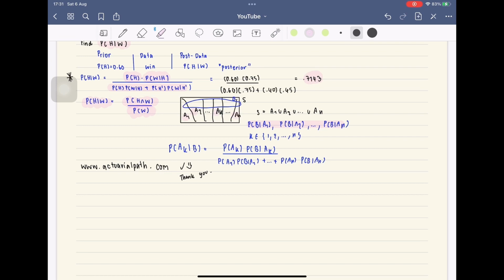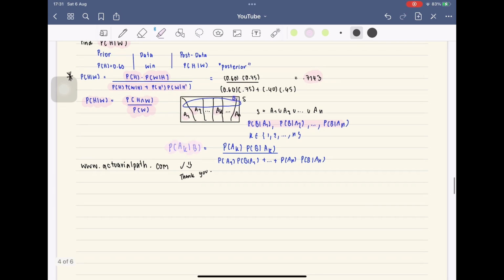So let's look at this. There are many different areas, and set B covers those areas. So if we want to find the probability of A_k given B, it will be the probability of A_k times the probability of B given A_k, divided by the probability of A1 times the probability of B given A1, and so on until An.